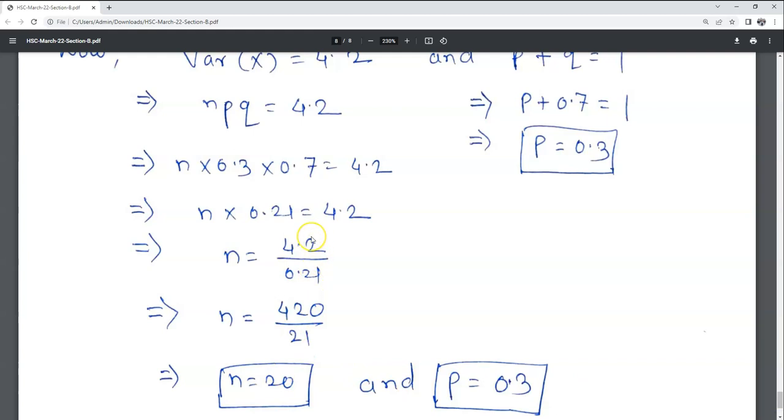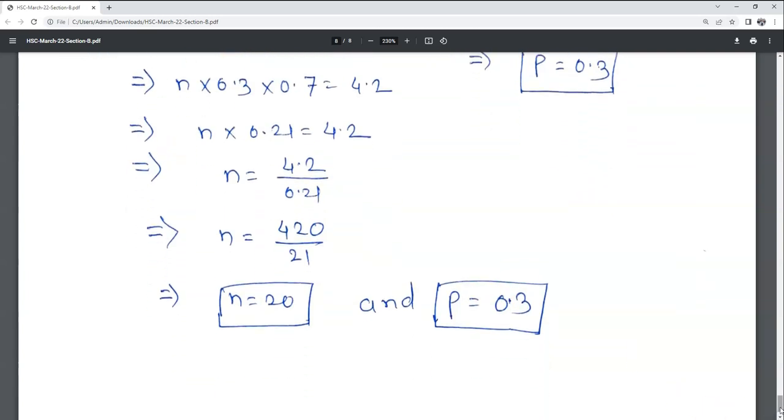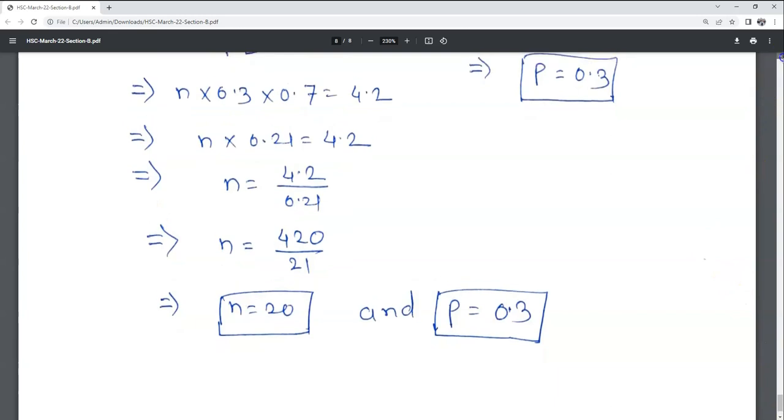Just to understand, you all understand what I just did? I just tried to remove the decimal points. Here, if I remove the point, there are two numbers after it, so there will be 24, 21. But if I remove this point, there is only one number, so I have kept one more zero here to balance it: 420. So 420 upon 21, that is 20. And these are the values: n is 20, p is 0.3, and q is 0.7. We already found that here.